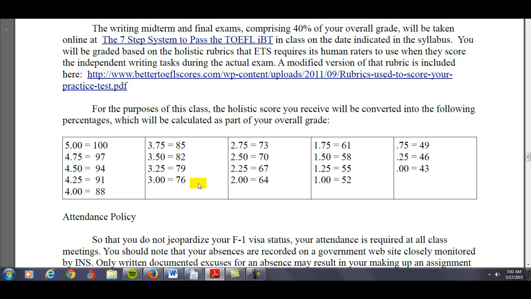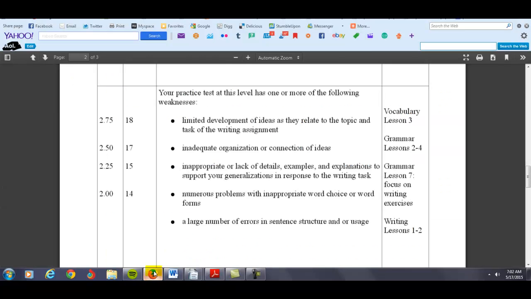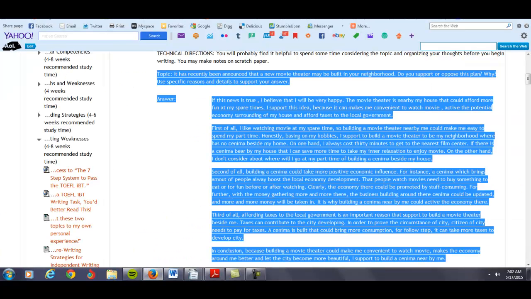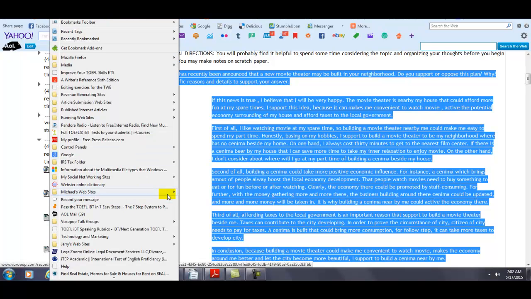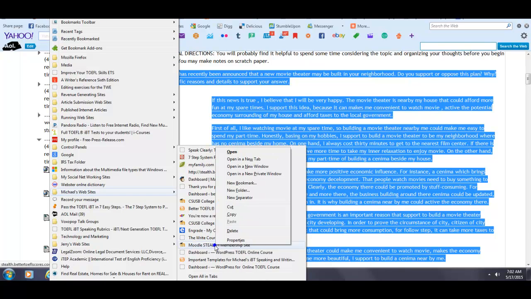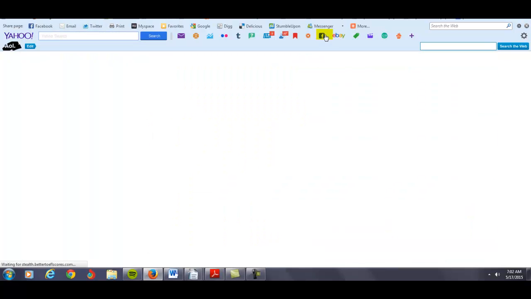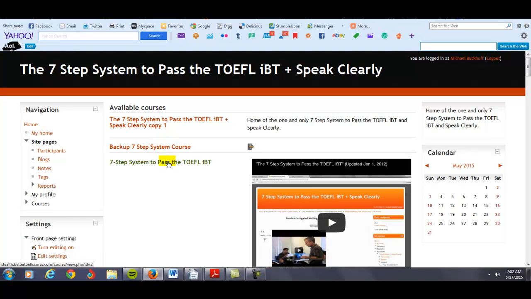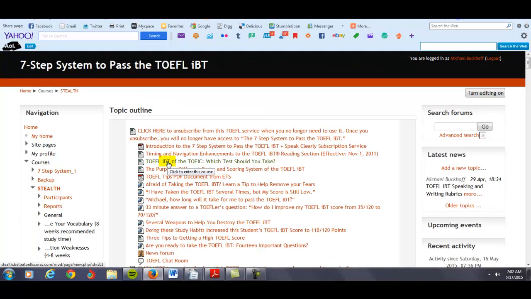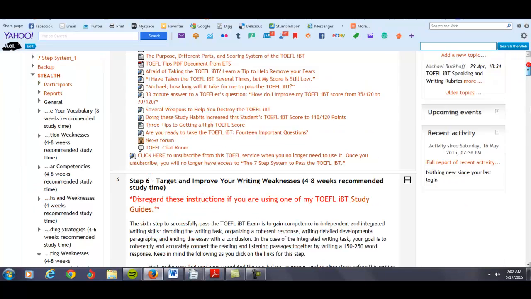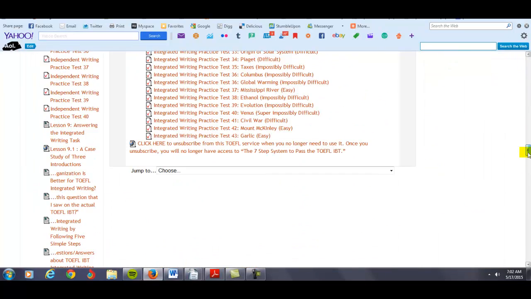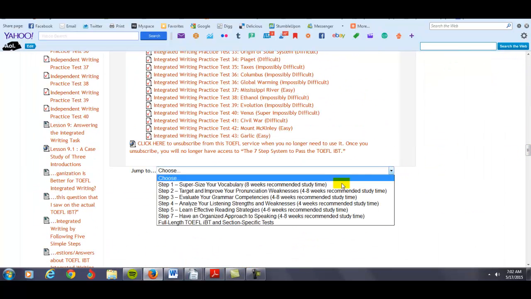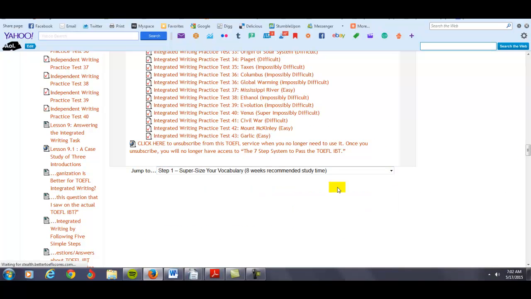Go through the vocabulary lessons in my course. Let me show you what you can do right now. I'm going to go to my course so you can see what I'm talking about here. Okay, first go to the vocabulary section. This is the first step in my course, supersized vocabulary.